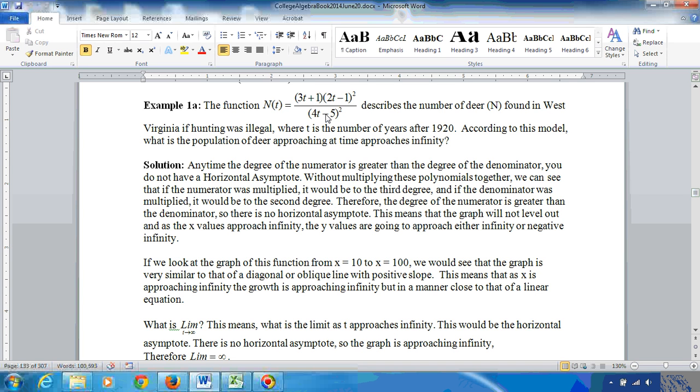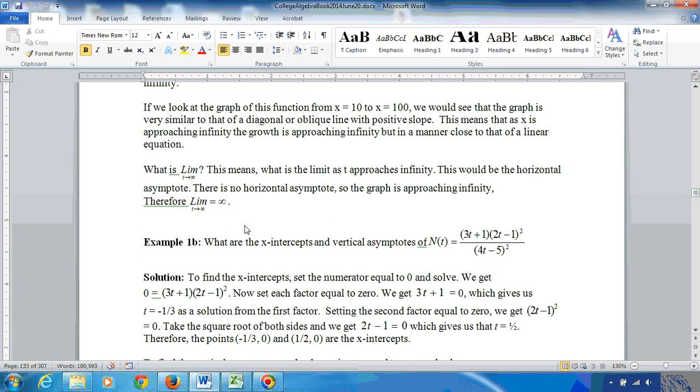So the first basic answer to this is, what is the population of deer approaching as time approaches infinity? On this, it's not leveling off, because the degree of the numerator is bigger than the degree of the denominator, so it's actually approaching infinity. So that would be the answer to this. It's approaching infinity. So the limit as t approaches infinity on this problem is actually infinity, because there is no horizontal asymptote.